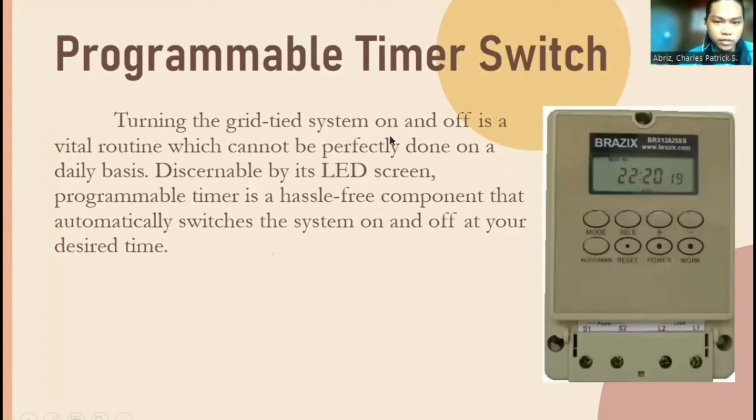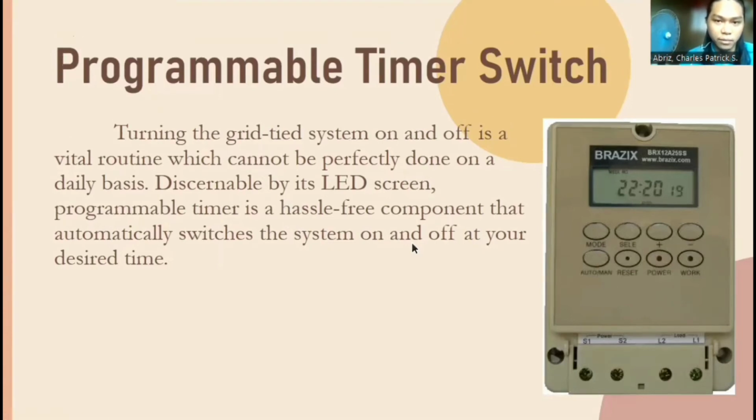Turning the grid tied system on and off is a vital routine, which cannot be perfectly done on a daily basis. Discernible by its LED screen, the programmable timer is a hassle-free component that automatically switches the system on and off at your desired time. So just like the time delay switch, except this one can be programmed by the user.